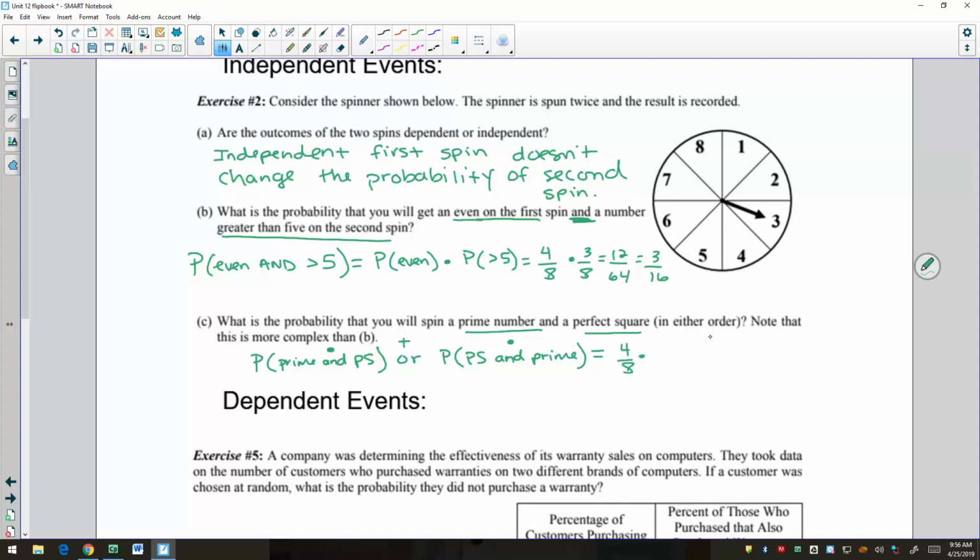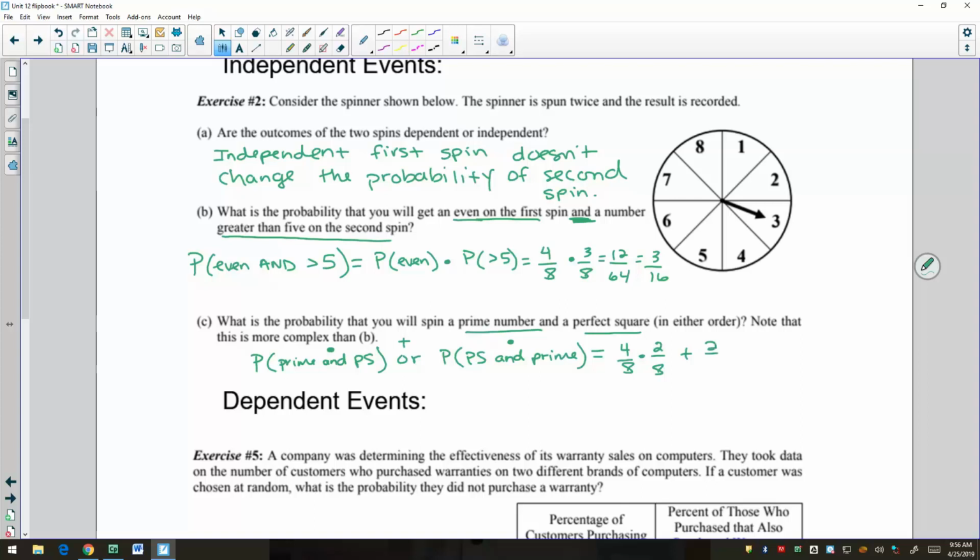Wait a minute. There are not 2 perfect squares? 2 out of 8. Yes, 1. Oh my gosh, 1 is a perfect square. And 4. 2 out of 8. Plus, now we're going to find, we actually already know these because they're independent, because the first spin does not affect the second spin. So the probabilities aren't going to change at all.